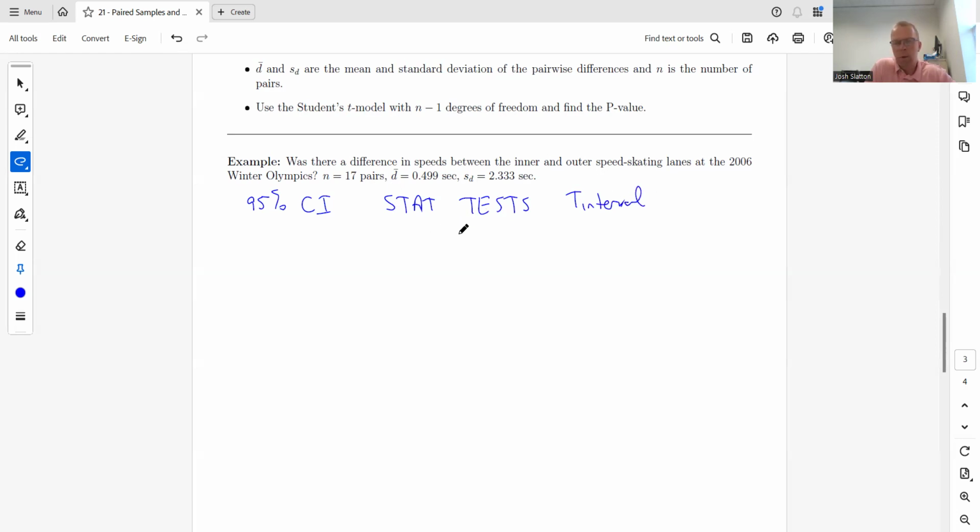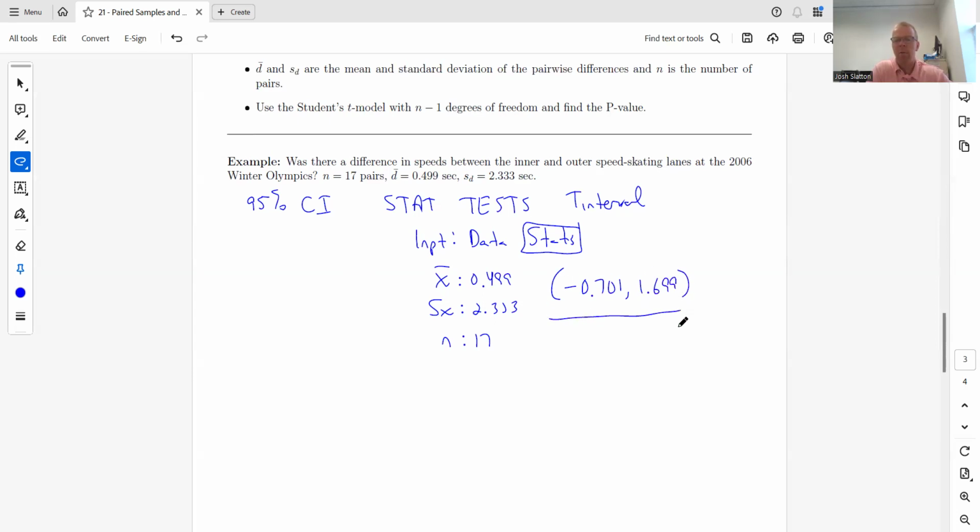And so on input, first line, we need to be on stats. And then our x bar will be the 0.499. Our Sx is our standard deviation in this case, 2.333. And n, of course, is 17. And then the C level is 95. And then we get negative 0.701 and 1.699 for our confidence interval.